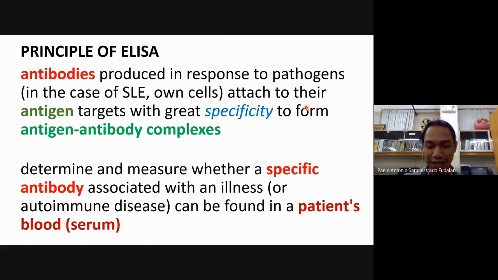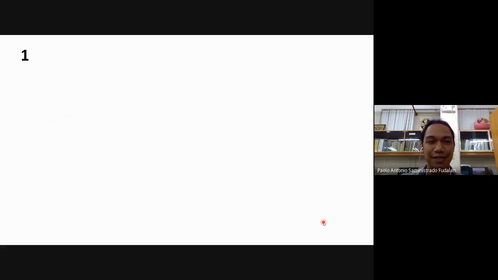So balik tayo sa ELISA. ELISA's principle is to determine and measure whether an antibody is present in your blood. Okay? In the case of SARS-CoV-2, if there's an antibody, then you have the virus. In the case of AIDS, if you have the antibody for HIV, then most likely you have AIDS or HIV also in your body. No? So, mo na ang ELISA. So, what are the steps?